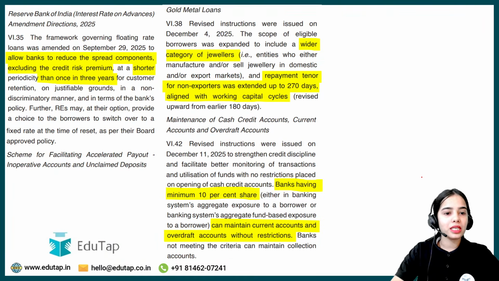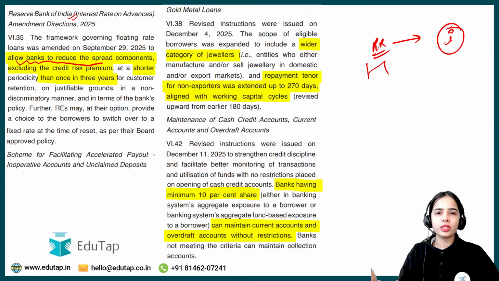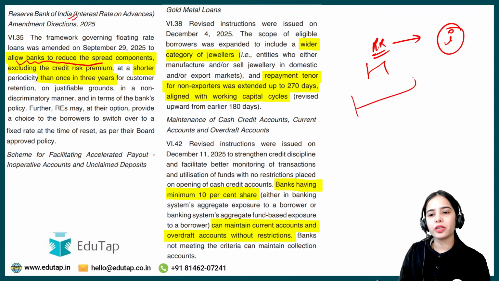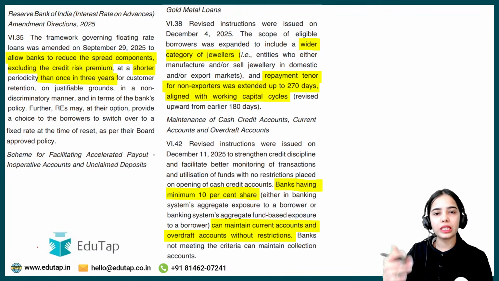Chalo. Now coming to the next one, that is the Reserve Bank of India Interest Rate on Advances Amendment Directions 2025. Here basically it was said that the banks are allowed to reduce the spread components. Basically, the repo rate is the benchmark rate on which the interest rate for many loans depends. As well as there is also the spread component that depends on the cost of operation for the bank, or the cost of providing the loan, as well as the risk component. On the basis of all these, the interest rate is decided. Let's say the interest rate is decided by the bank at 9%.